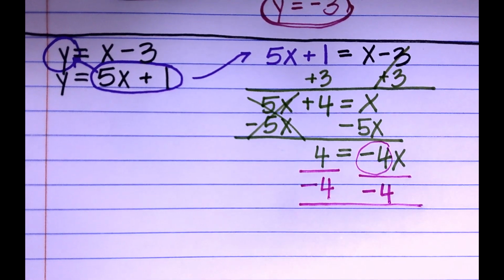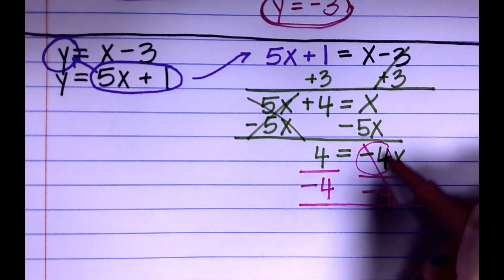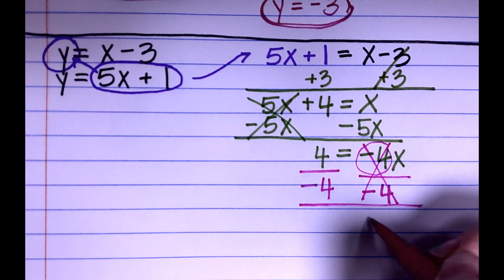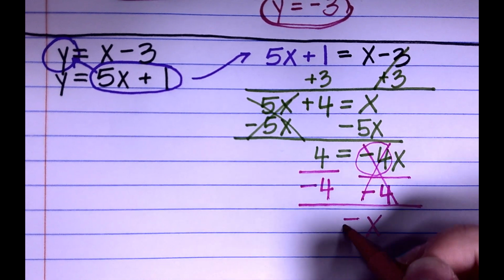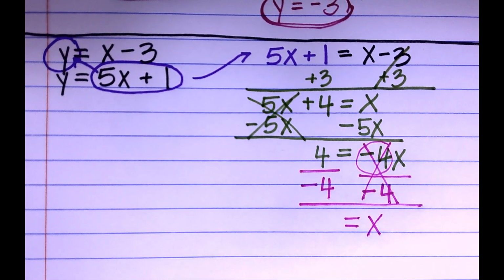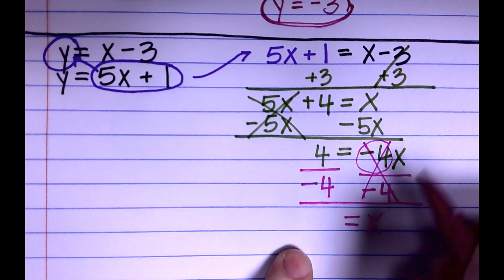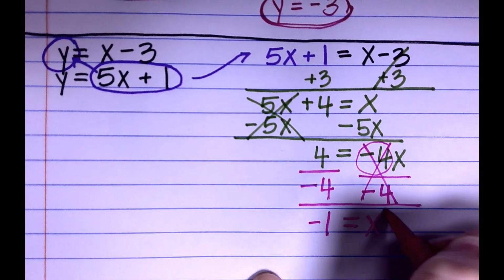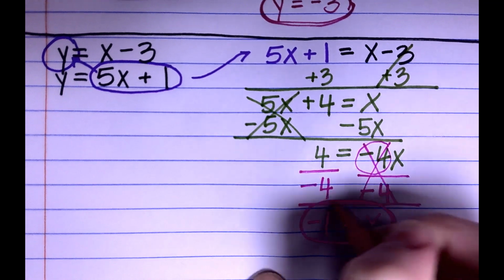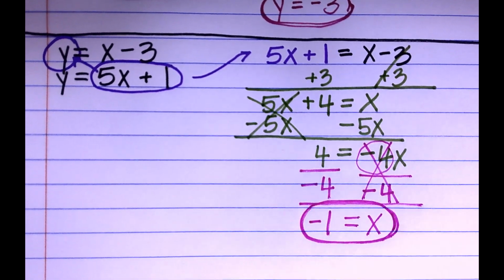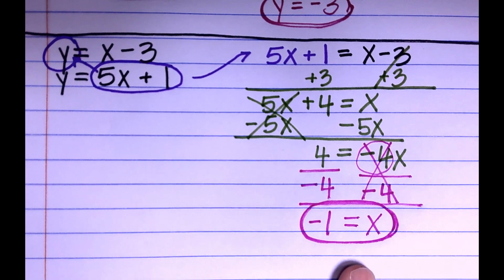My negative 4's will cancel, giving me an x by itself. Bring down my equal sign, and then what is 4 divided by negative 4? Negative 1. Good. And we just solved for x. So now that we have an x value, how can I solve for y?